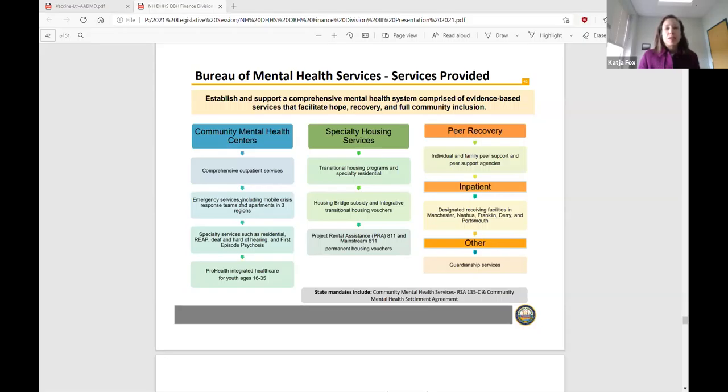We have the inpatient. So all of a sudden we're going from one level to the acute level. In addition to New Hampshire Hospital, which is designated as a designated receiving facility, those beds are known as DRF beds. We have community-based DRF beds located in Manchester at Elliott Hospital and the Cypress Center, which is under the Mental Health Center of Manchester. We also have them in Nashua, Franklin, Derry, and Portsmouth. And we're frequently looking to expand that number of beds.